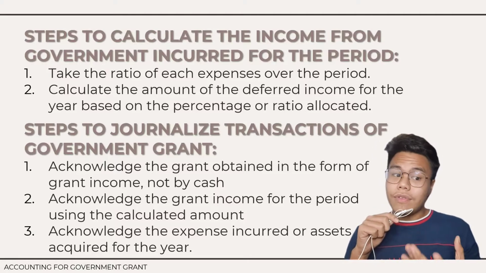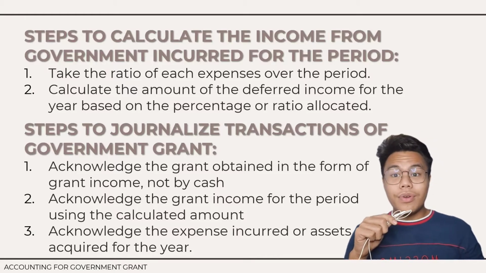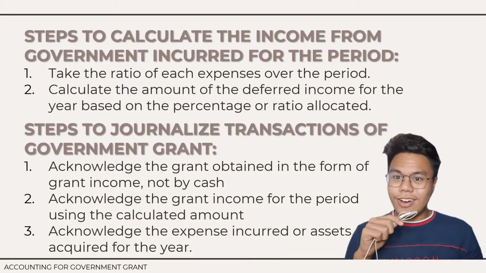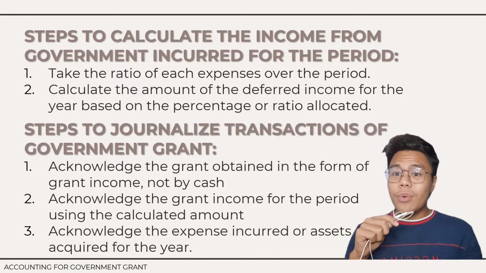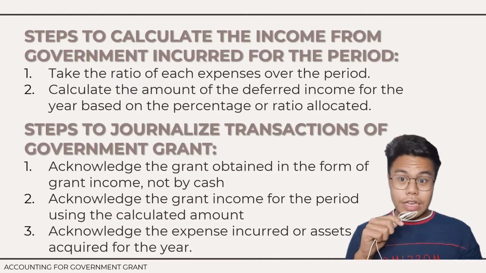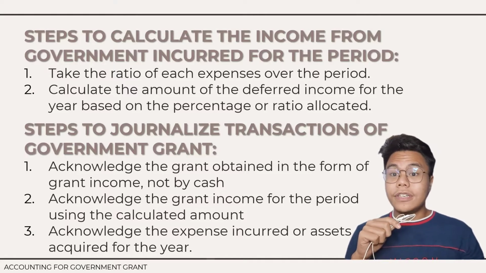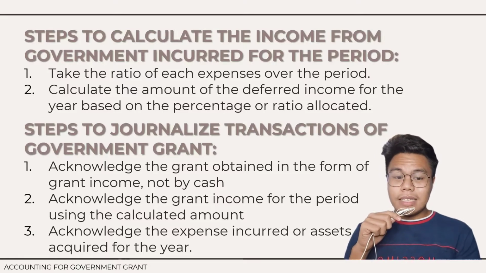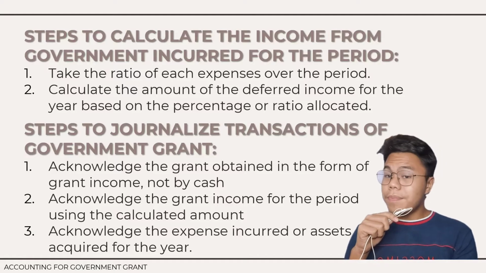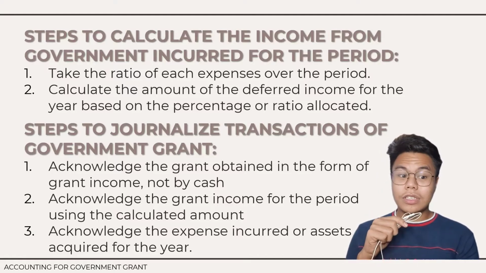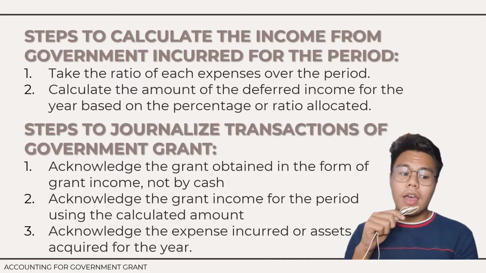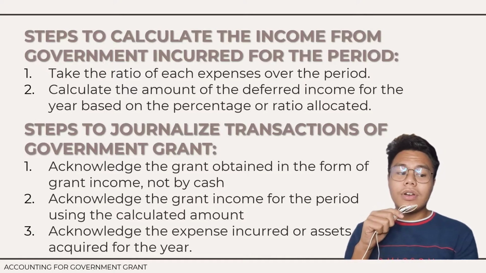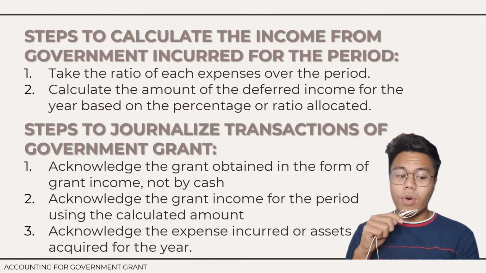So we'll also use the ratio or the percentage, and we'll go through the situations later on. After knowing these ratios and the percentage of each, we should then journalize as to the first step of the accounting procedure. First, we would acknowledge the grant obtained in the form of grant income, not by cash as mentioned. Second, acknowledge the grant income for the period using the calculated amount, which is the initial step from earlier. And then acknowledge the expenses incurred or assets acquired for the year.